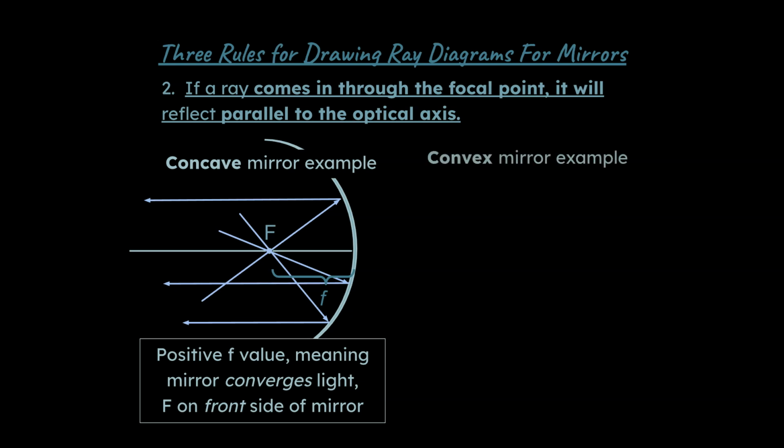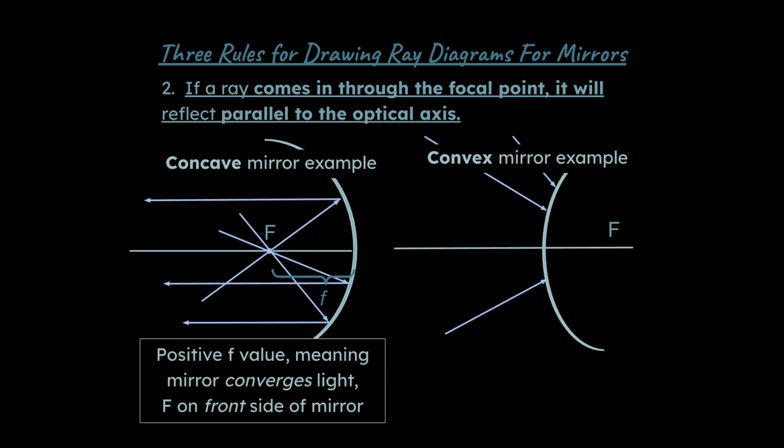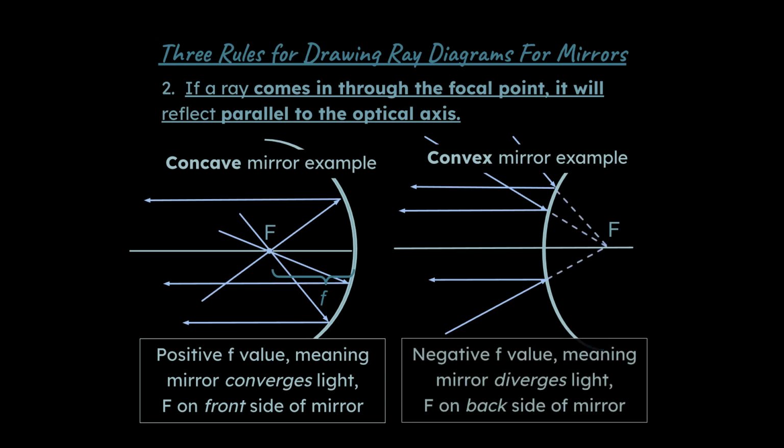Let's take a look and see how it would look for a convex mirror example. So if we have rays coming in as if they were going to go through the focal point. Now the focal point is on the right side. It's not on the left side. So they're going to be coming in as if they were going to go through the focal point. How are they going to bounce back? What's our second rule say? Well, it says that they're going to bounce back parallel to the optical axis, so I'm going to show you what that looks like right now. So those reflected rays will follow the law of reflection, but also follow this rule right here. And let's take a look at our third rule as well.